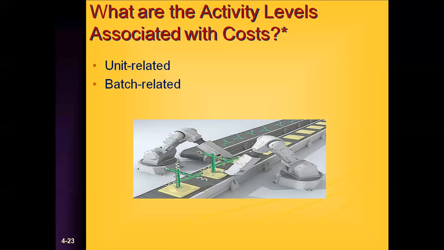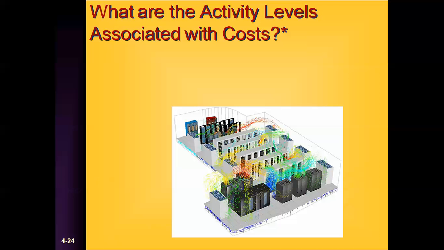So these costs, for instance, would be if you had 5 batches, the batch-related costs would be higher if you had 10 batches. So again, difference between a unit-related, which relates to a particular unit, versus a batch-related, which relates to how many groups of products or batches do you make. All right, there are other costs associated with activity levels as well.